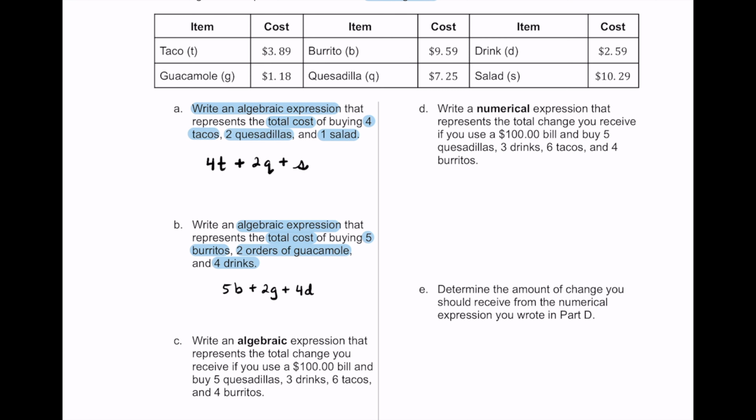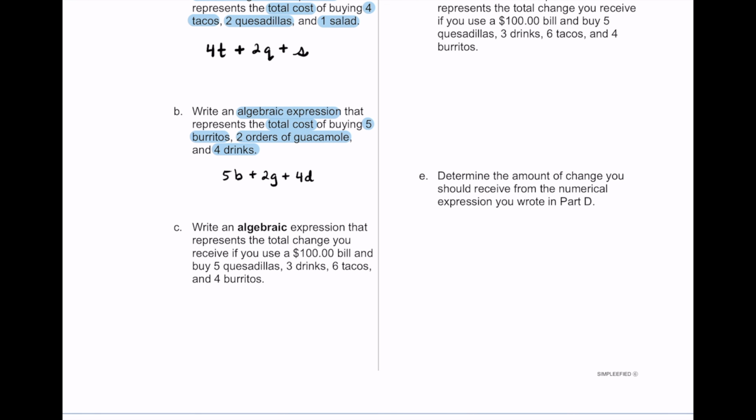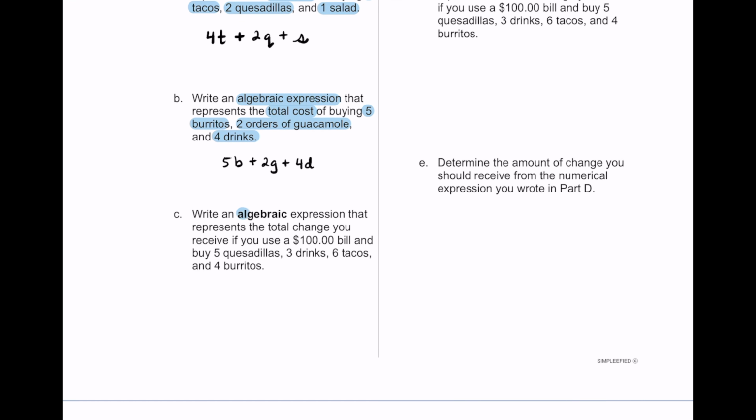For C, we're going to go ahead and write another algebraic expression that represents the total change. So again, it's going to be algebraic again, but we're going to see the total change that you receive. You're going to pay with a $100 bill, and then you're going to buy 5 quesadillas. You're going to buy 3 drinks, 6 tacos, big order here, and then 4 burritos. Okay, so if we're writing an expression that represents the change we get, we're paying with a $100 bill, so we should have 100 minus, okay?